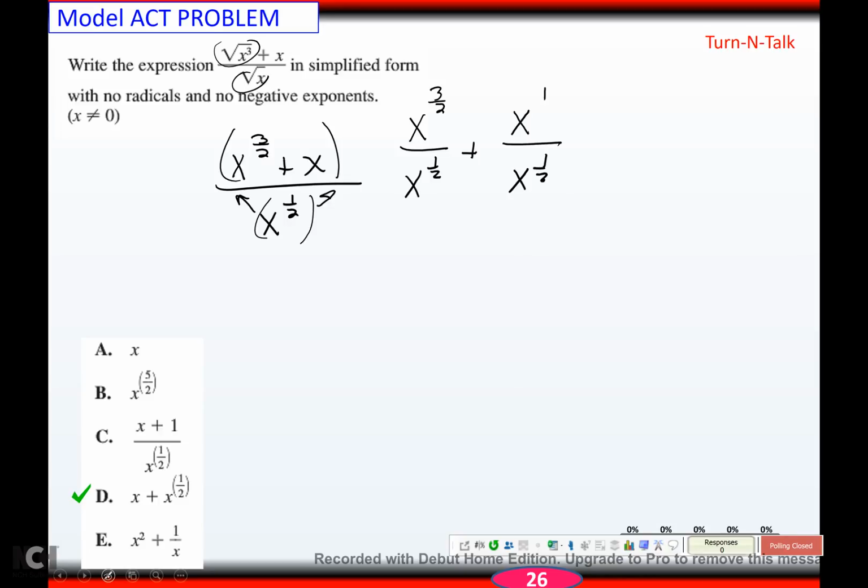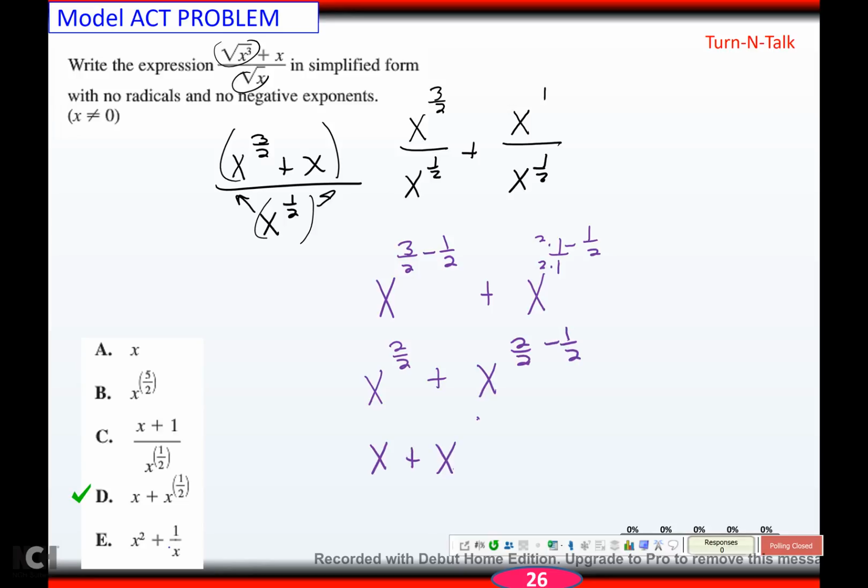Now we're going to use our division rules that say when you divide powers, you subtract exponents. So that's 3/2 minus 1/2. And this is x to the 1 minus 1/2. So 3/2 take away 1/2 would be x to the 2/2, which is x to the first. This one, I'm going to need a common denominator, which is going to be 2. So to make it 2, I'm going to multiply by 2. That's x to the 2 over 2 minus 1 over 2, which makes x to the 1 over 2. And there's my answer. Okay?